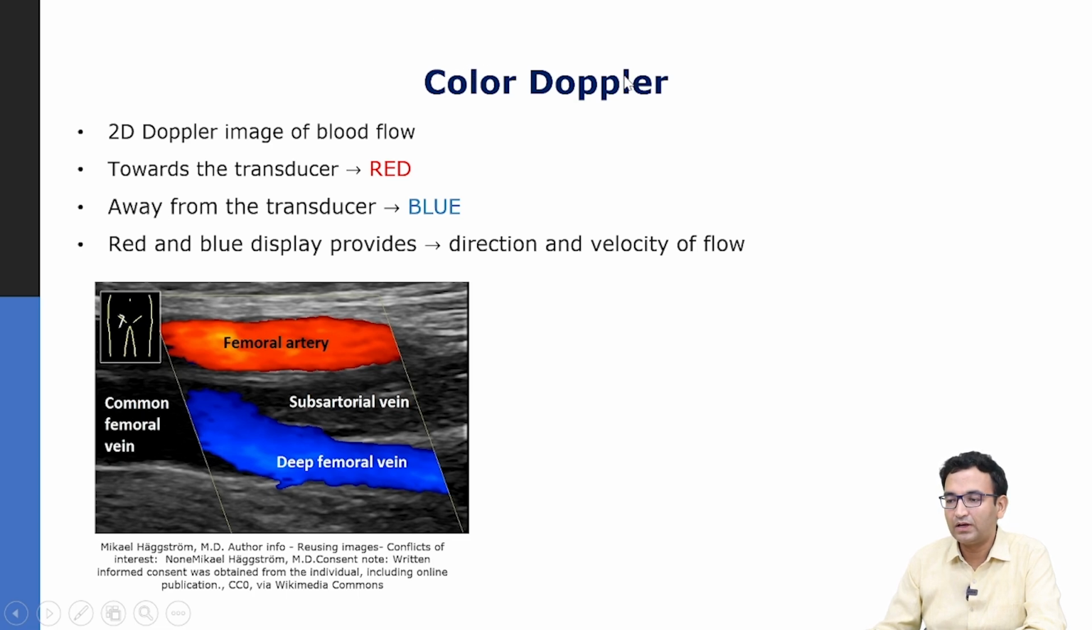Then comes color Doppler. Doppler imaging allows us to get 2-dimensional imaging of blood flow. We learned that the convention is such that if the flow is towards the direction of the transducer being used for imaging, it is called red shift, and here the structure is depicted in red, and if it is away from the transducer, then it is depicted in blue.